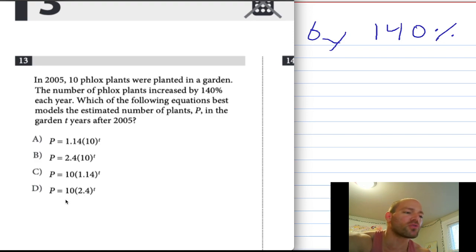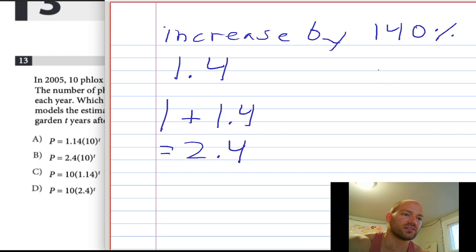The number before the parentheses is the starting value. So that's why 10, we're counting in 2005, that's why 10 goes before the parentheses. So our answer is D over here.